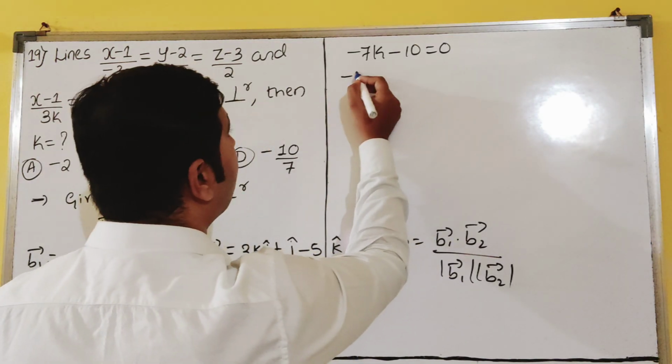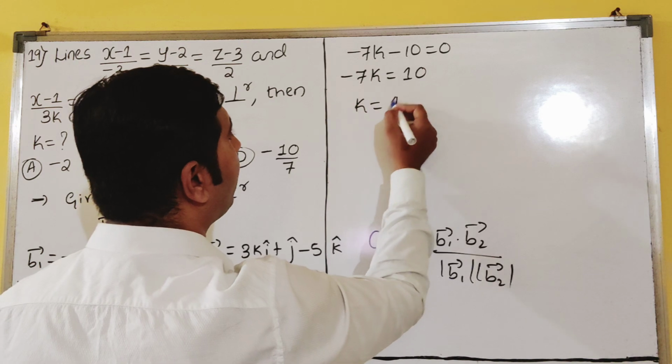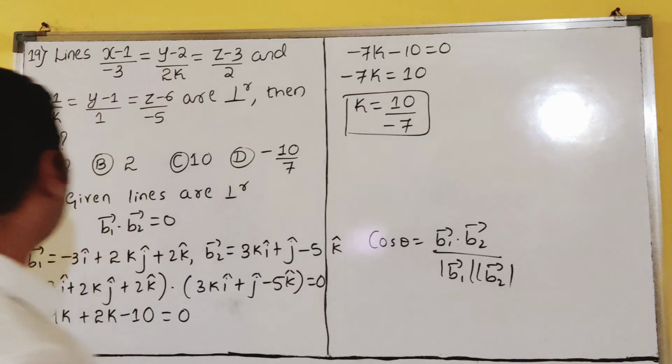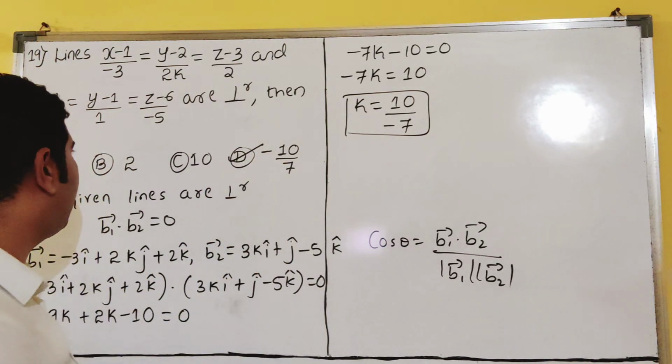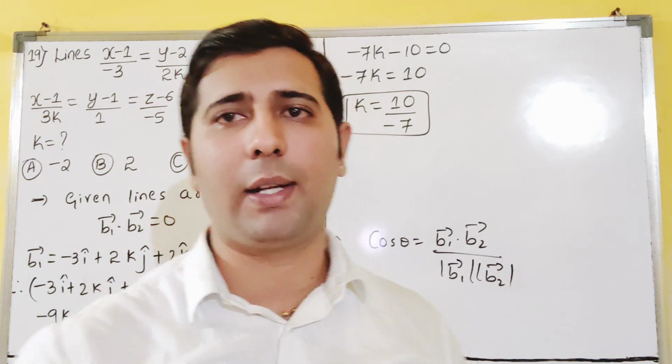So minus 10, if you take this side it becomes plus 10. k is equal to 10 by minus 7. This is our required answer. They asked for the k value. So the k value is minus 10 by 7, and the correct answer is D. D for Delhi is our answer. So please copy this. We'll see the next question.